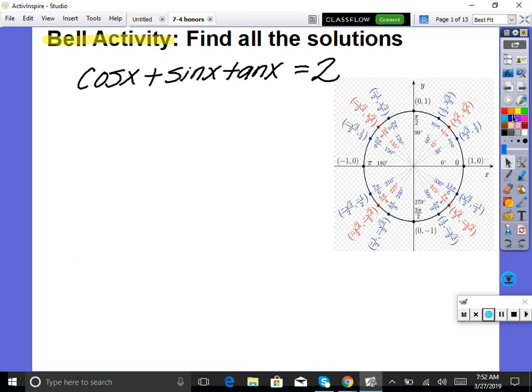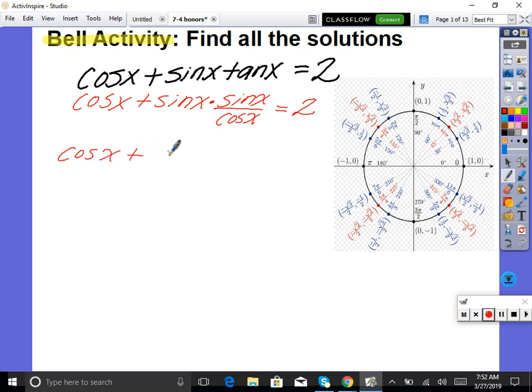So I was like, well, I have cosine of x, that can't be changed right now. We just have cosine of x. Then we have plus sine of x times tangent of x. What is tangent of x? Sine of x divided by cosine of x equals 2. Well then, technically guys, don't we have right now this? Cosine of x plus, we multiply fractions straight across, so then we have plus sine squared x over cosine of x equals 2.